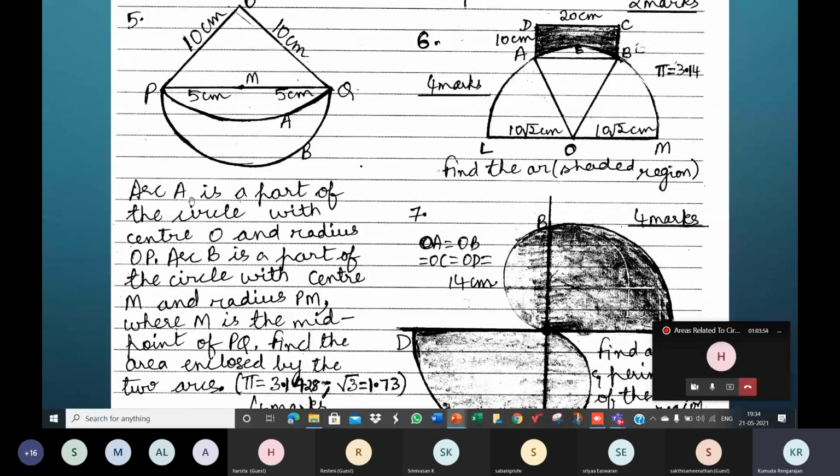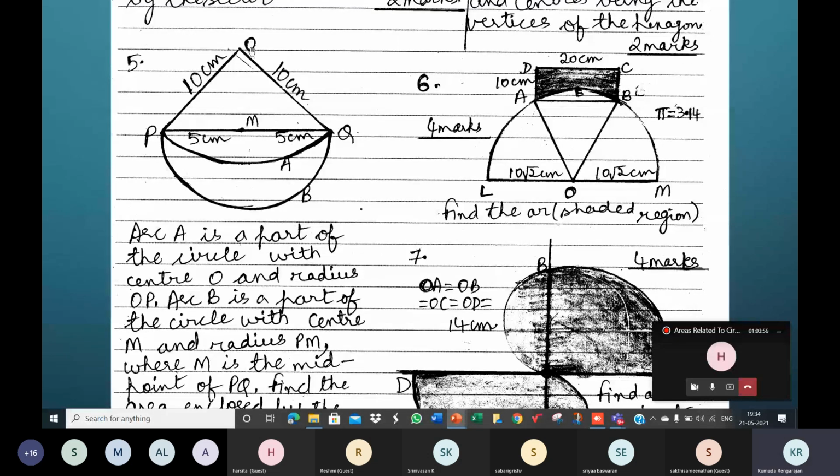Arc A is a part of the circle. Don't read it ahead of me, children. Understand what I am reading. Please don't go ahead of me. Arc A is a part of the circle with center O and radius OP. Okay, this is arc A, children. Can you see this A here? I'm moving the cursor over it. This is arc A.